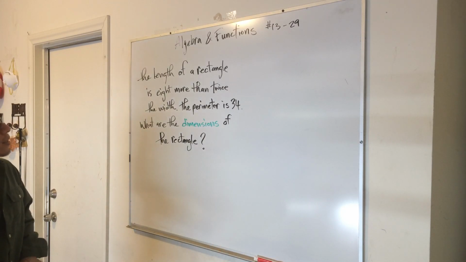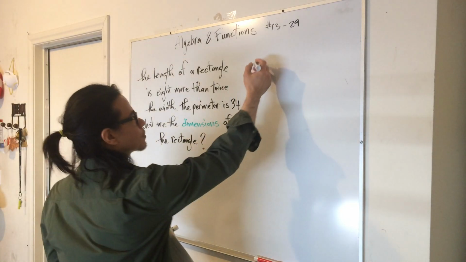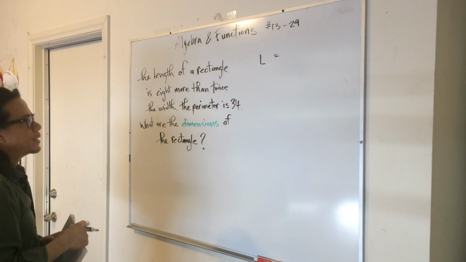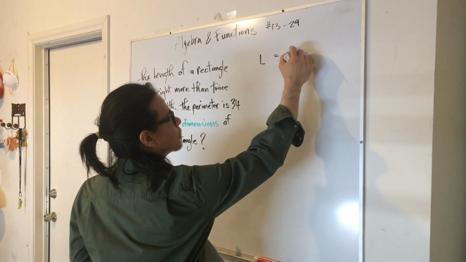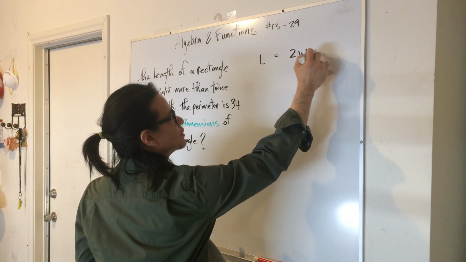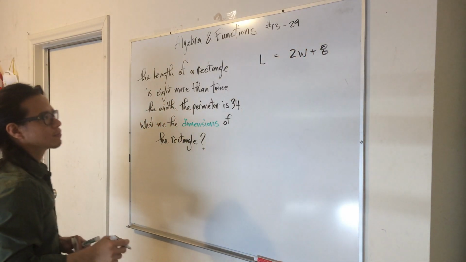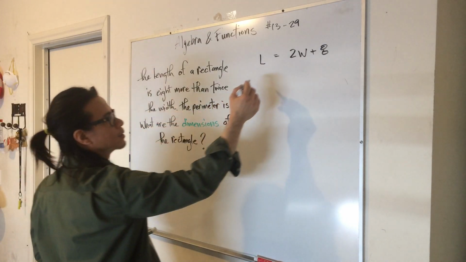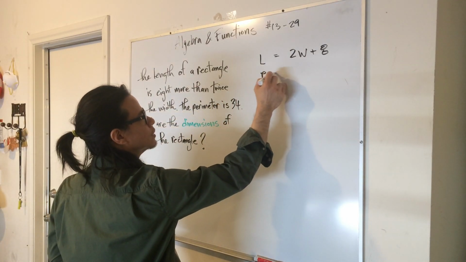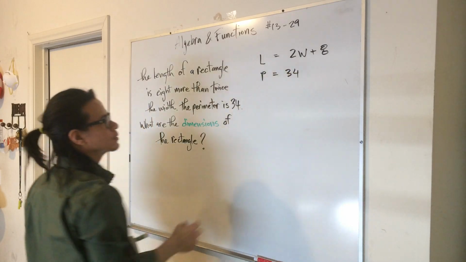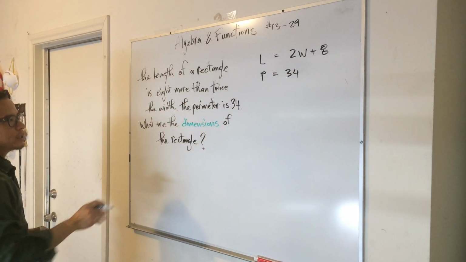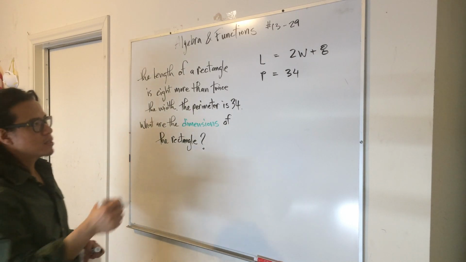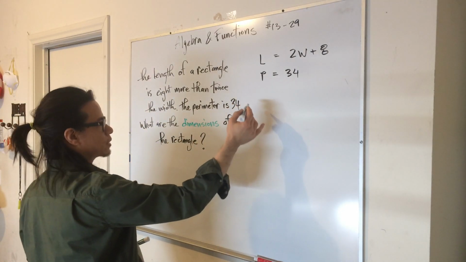We know that the length of this rectangle is 8 more than twice the width. So twice the width plus 8. Okay. We also know that the perimeter is 34. So perimeter is equal to 34. So just laying out what we know here so far, we are asked to find the dimensions of the rectangle.